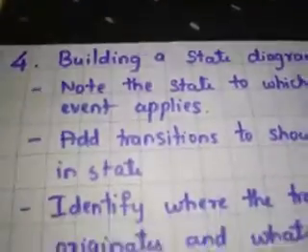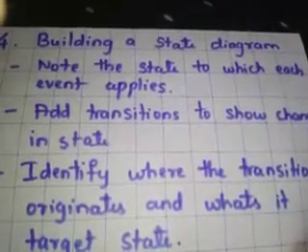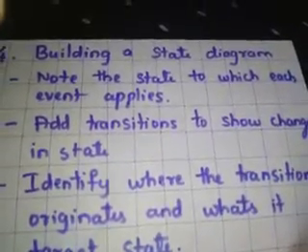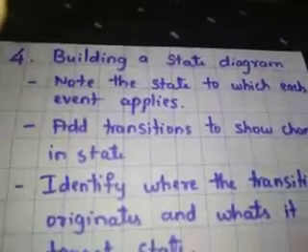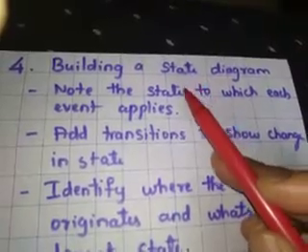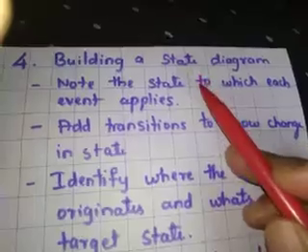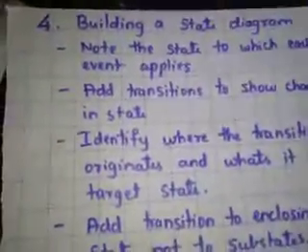The fourth step is to build the state diagram. As we know, the state diagram consists of different states and the transitions from one state to another. In the first step, we found out for which object we are drawing this particular state diagram, and with each class we found out the different states, and in the third step we found out the events. Now with the help of those states and events, we should draw a state diagram.